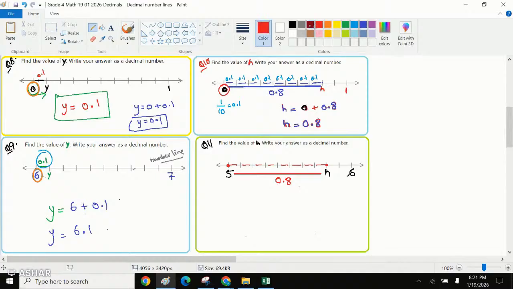Perfect. So in this case, on the number line, we know this is starting at 5. So we write H is equal to 5 plus the decimal number. The decimal number was 8. That means, can we say this comes out to be 5.8? Because the starting number is 5, right? Whatever the starting number is, we add the decimal number to that number.